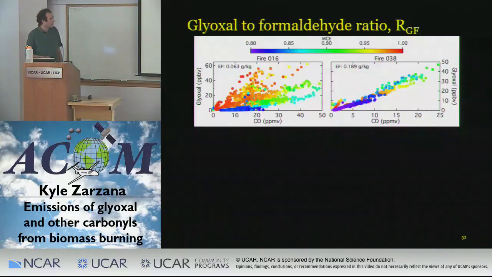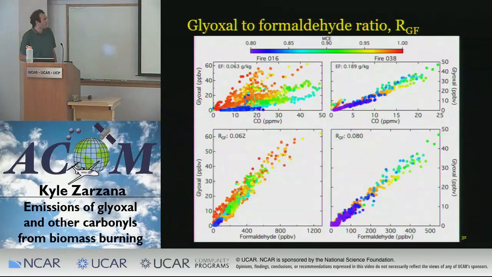Got one number here. And looking back on those two ponderosa pine litter burns, very different emission factors, very different behavior in Glyoxal versus CO, but very similar behavior in Glyoxal and formaldehyde. Only one slope, RGFs are about 25% different.